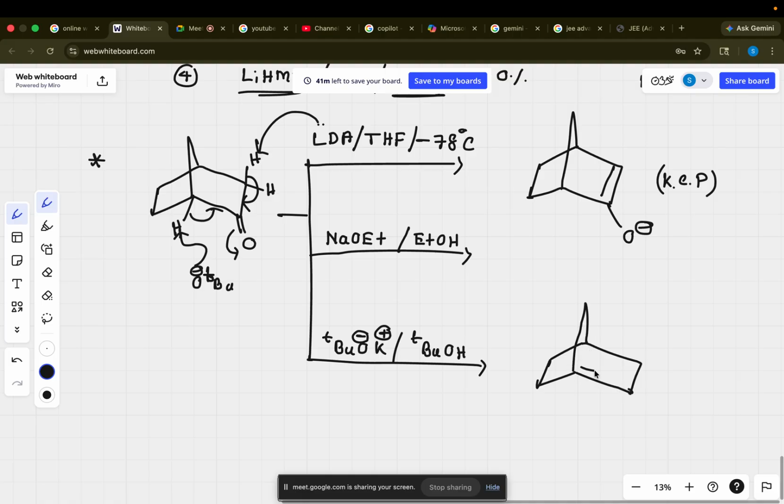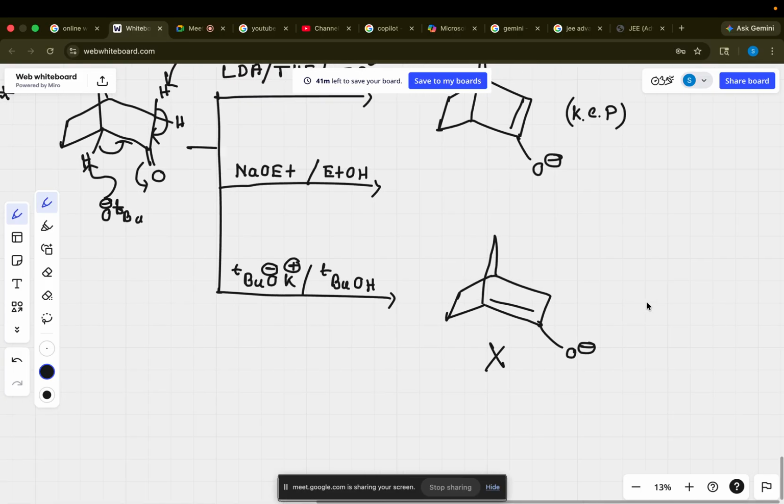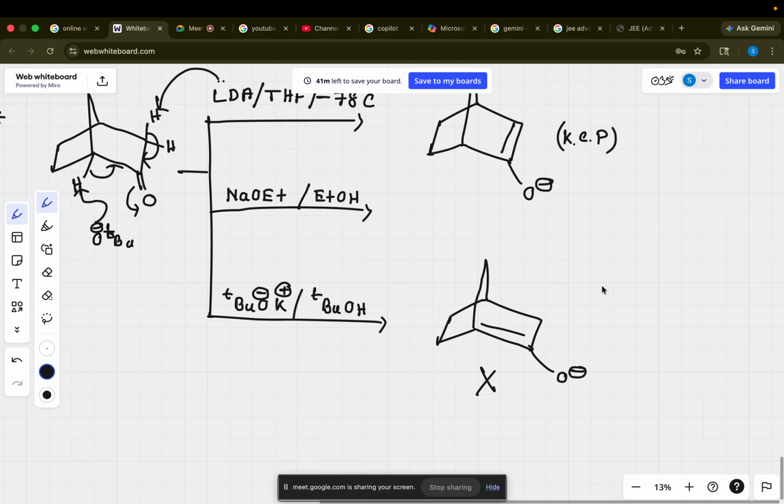Okay, you should get this product because that is the more substituted product. See, 1, 2, and this is your trisubstituted product, or most substituted product, but that will not form. Can you tell me what is the reason? Kaveri, can you tell me why this compound, the bridging double bond, is not stable? Sir, that's true. Correct.